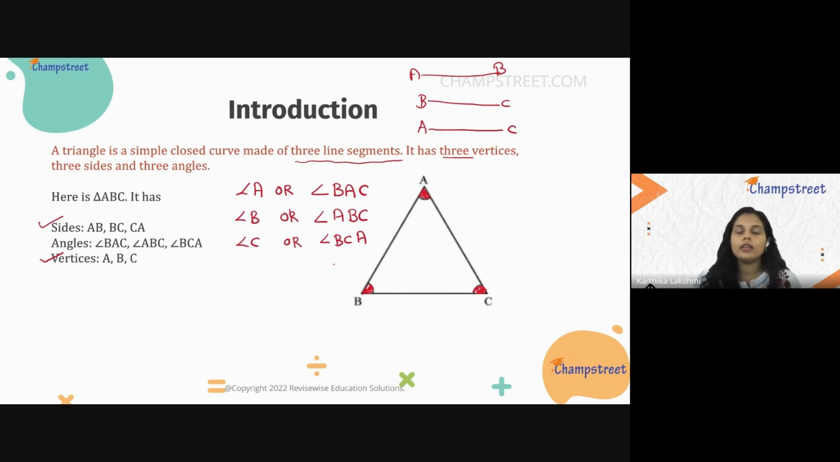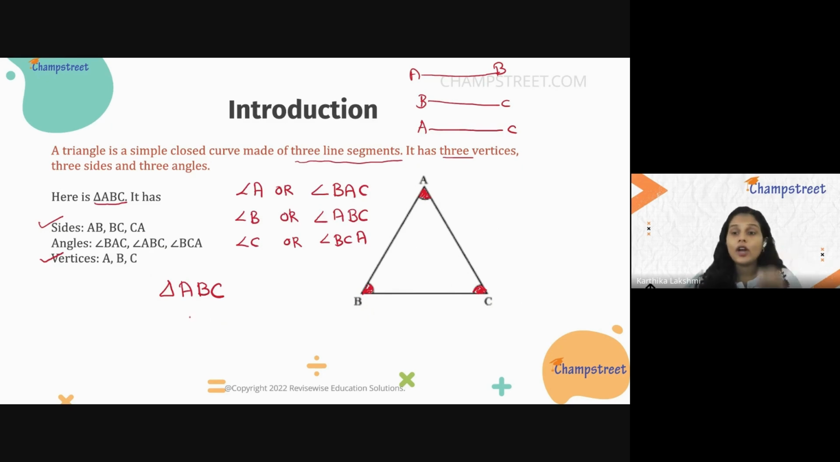So a triangle is one of the basic shapes in geometry, a simple closed curve made of three line segments. And it has three vertices, three sides and three angles. Got it? And there are some other topics also, such as here you can see there is a notation for triangles, right? Triangle ABC.